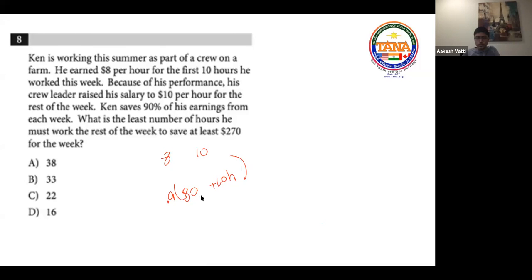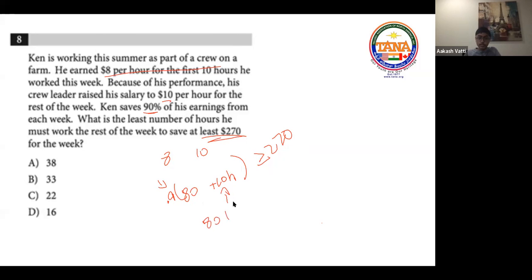So with that, you just solve for H. Well, it has to be greater than or equal to 270 because that's what he wants to save at least. So you have 90%, which translates to this. You have $10 per hour after the first 80. And now you just have to solve for H. So what you do is, I guess you divide by 0.9.